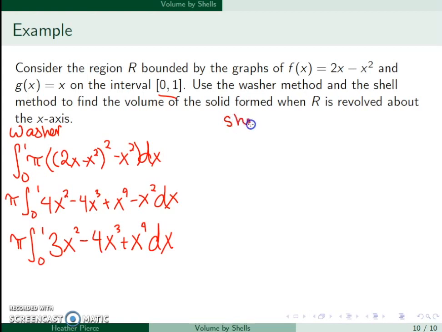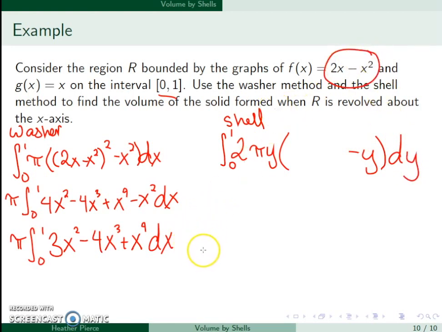If we want to use the shell method, this time we're going to have to integrate with respect to y. So our bounds, if x is 0, g of x is still 0, and if x is 1, g of x is still 1. So our bounds stay the same. We have 2 pi y times... well, we need to solve each of these. We can see that g of x is still going to be just y, since x is equal to y. However, this one up here is more complicated.